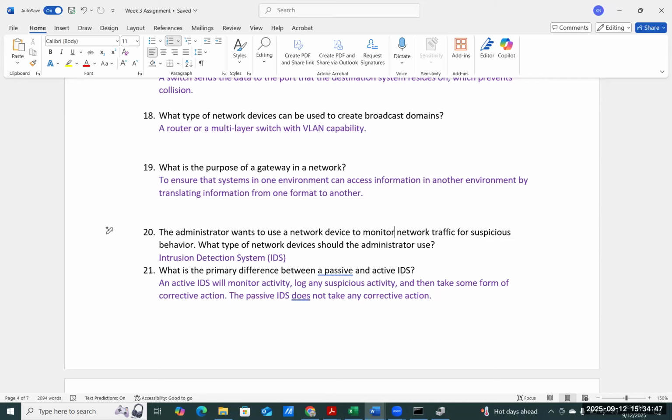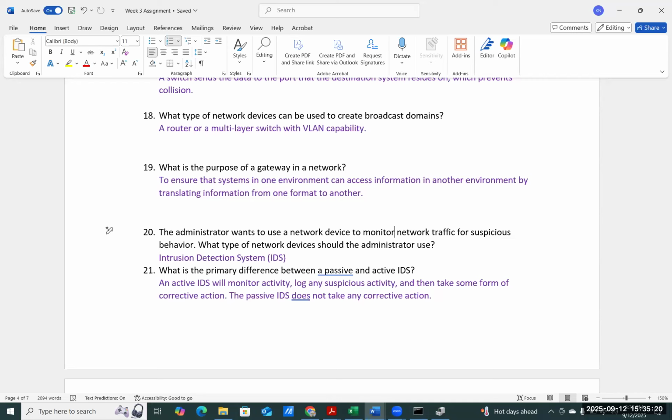So an active IDS will monitor, record any irregular activity, and take some corrective action, similar to an IPS, similar to an intrusion prevention system. It might not be as extensive as an IPS, but it does have that same functionality. A passive system just sounds off the alarm. It doesn't do anything else.